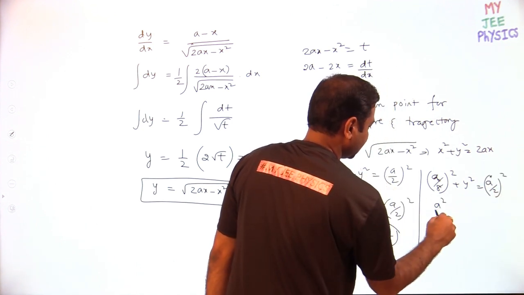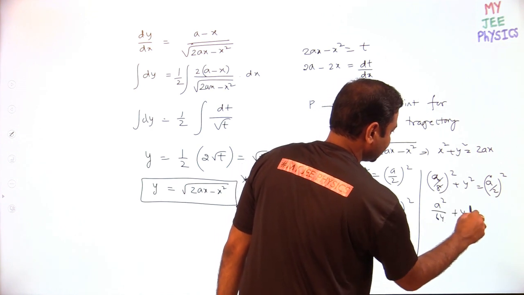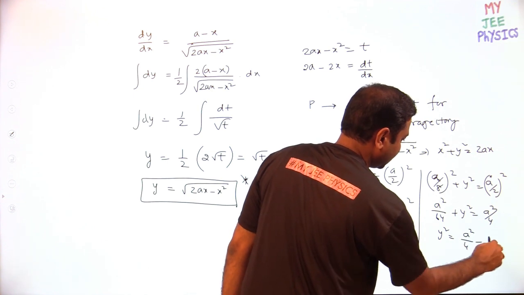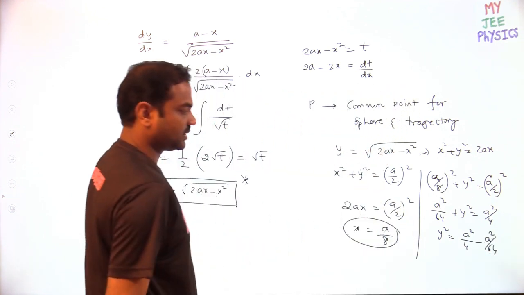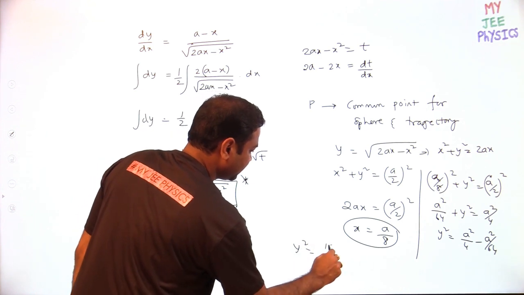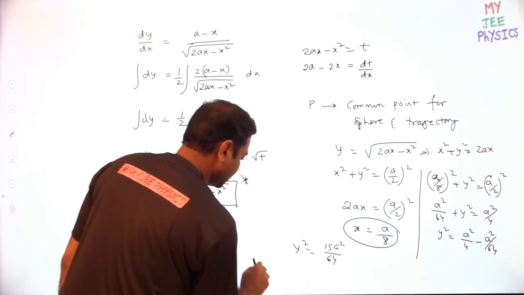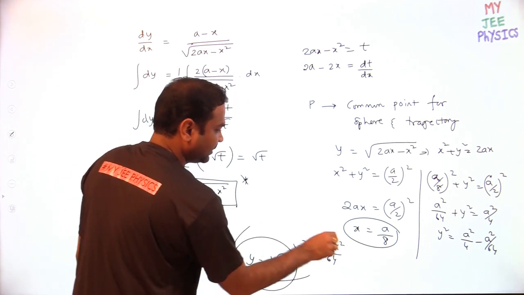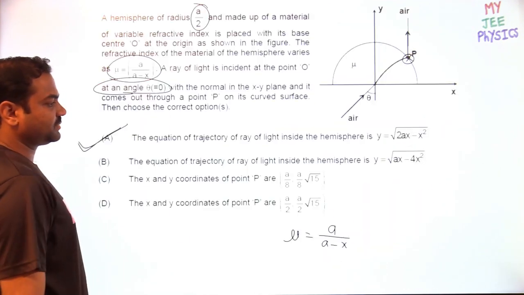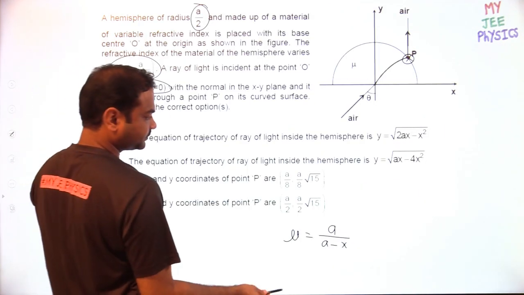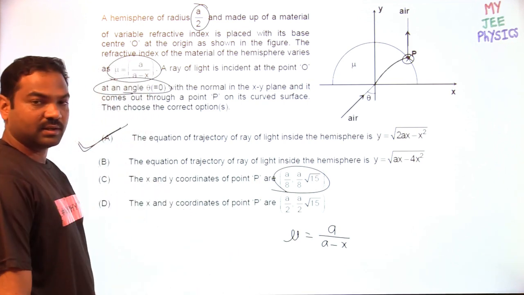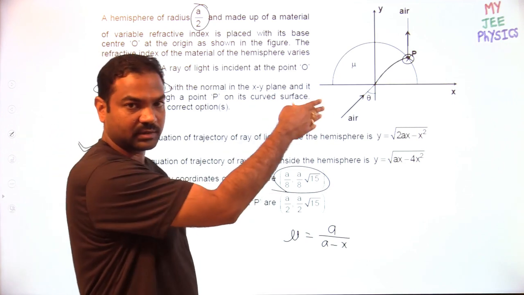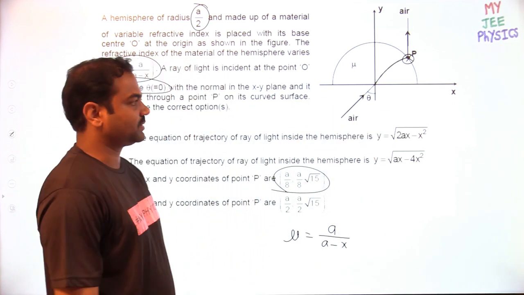So now this is mathematics, I think you understood now. a square by 64 plus y square is equal to a square by 4. y square is equal to a square by 4 minus a square by 64. So 16, 15, you will get y square is equal to 15 a square by 64. That means y value is equal to root 15 a by 8. Okay? This is the y value and this is the x value. Let us see if our answers matched or not. Yeah, a by 8 and root 15 a by 8. So these are the x and y coordinates of point P.